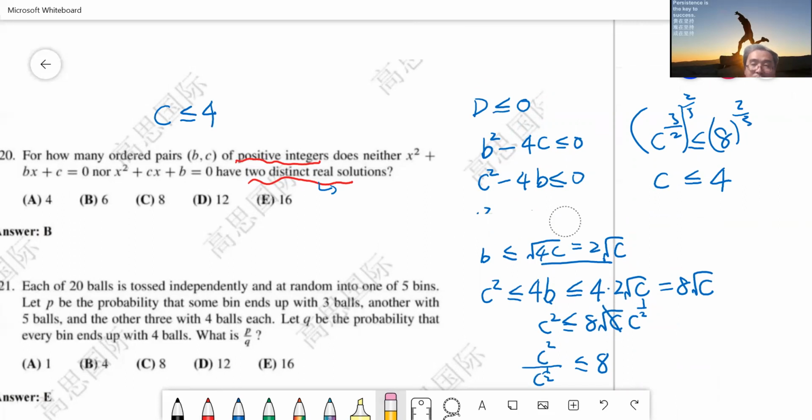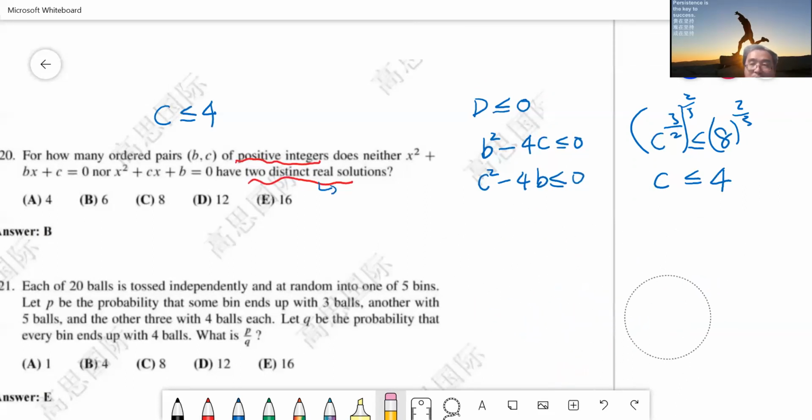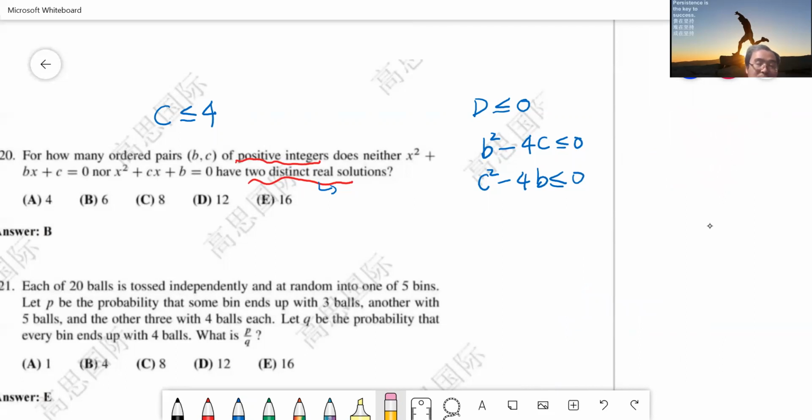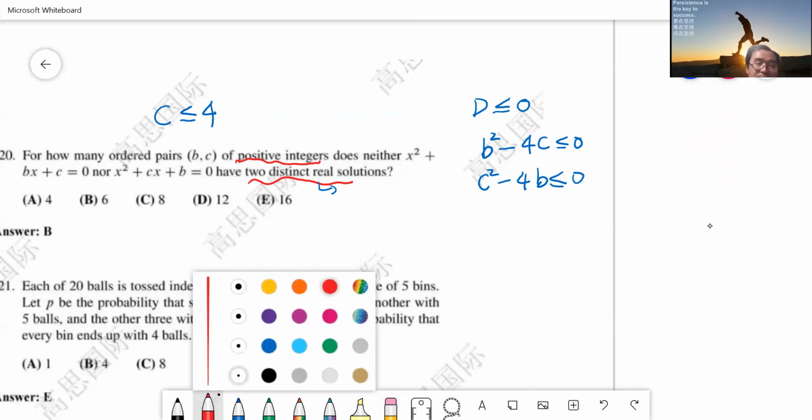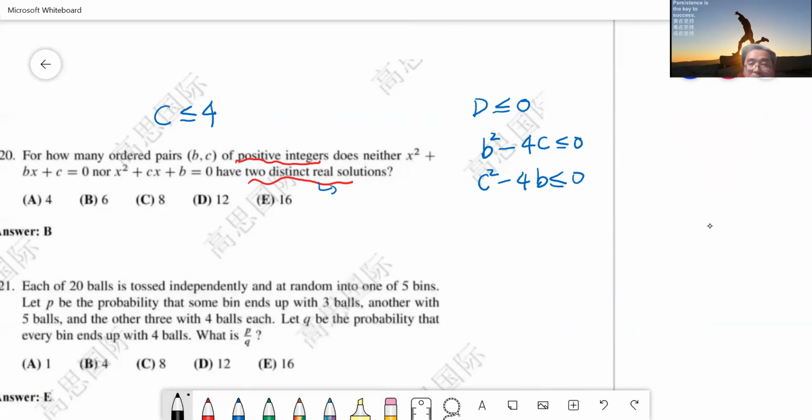So this is one way to solve it. Actually, there is also a different solution that finds this conclusion. Basically what we're going to do is add these two: we have b squared minus 4c plus c squared minus 4b smaller than or equal to 0.